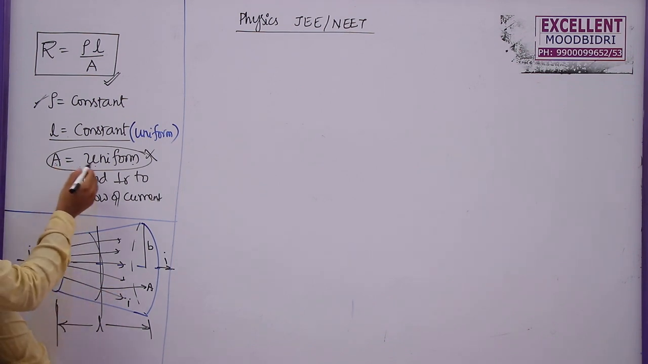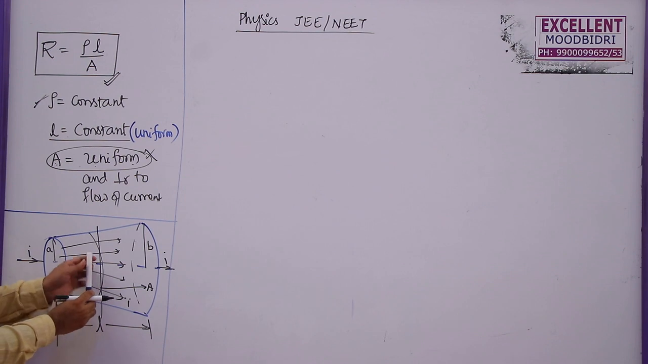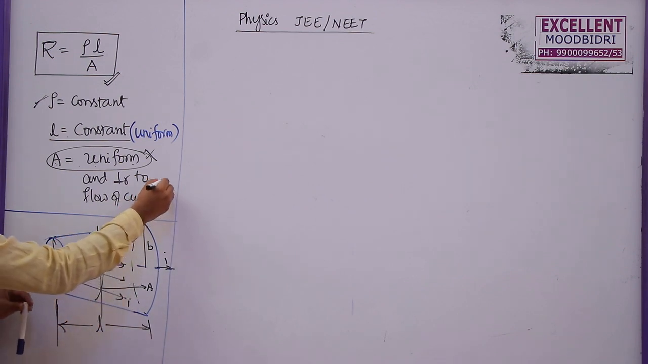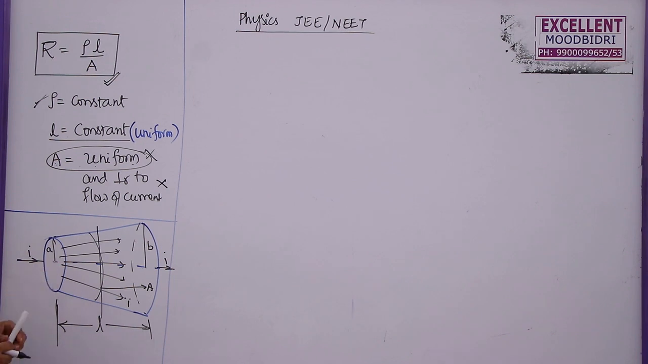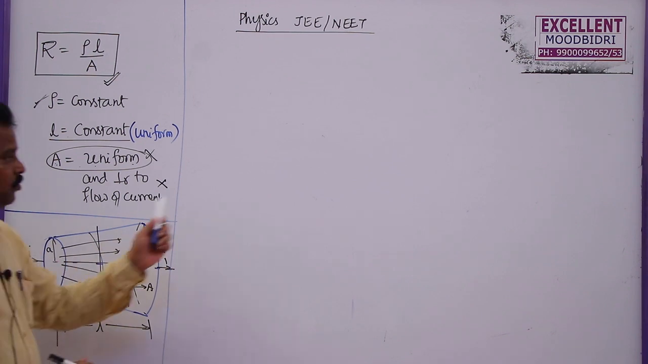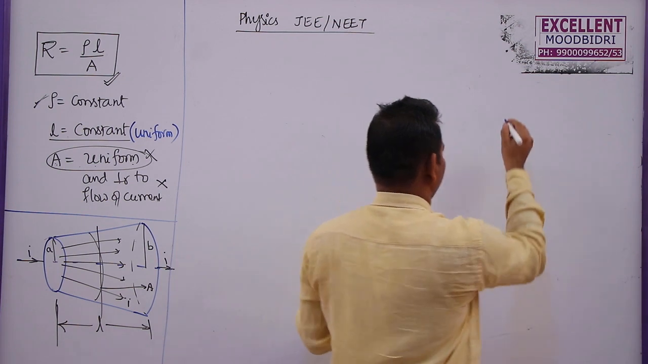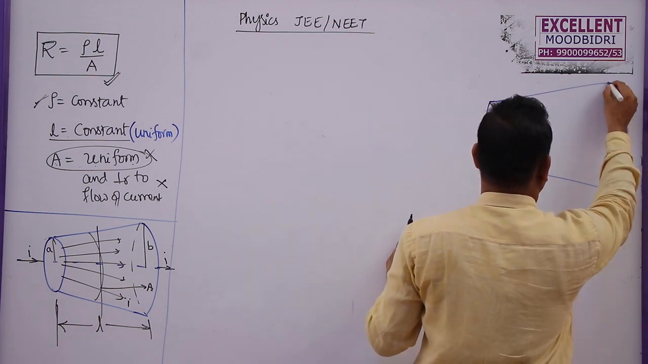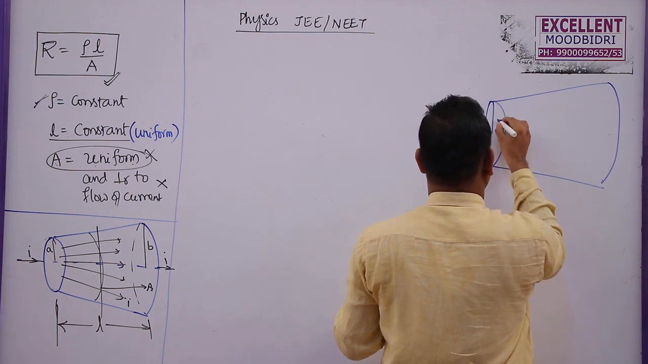Area should be perpendicular to the flow of current. This is the area, but the current is flowing like this. Current is not flowing like this. So these two cases are not valid in this diagram. That's why I am going to draw the same diagram here. This is the initial or first radius A.